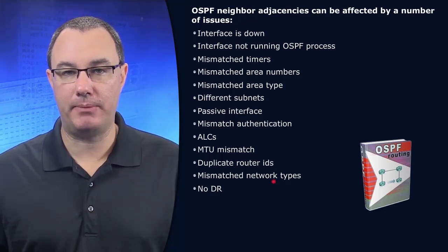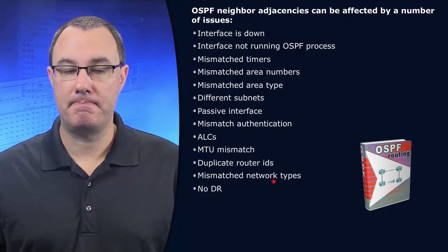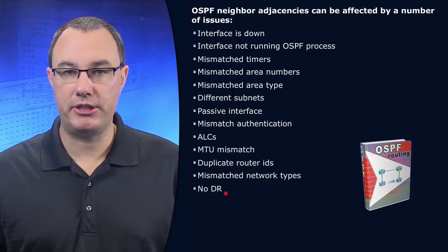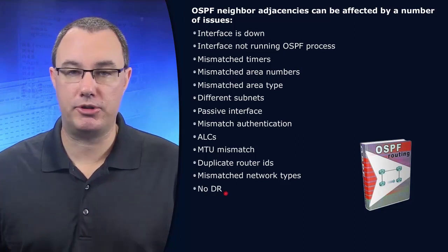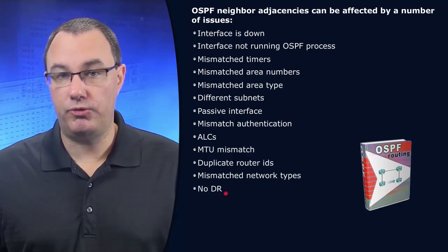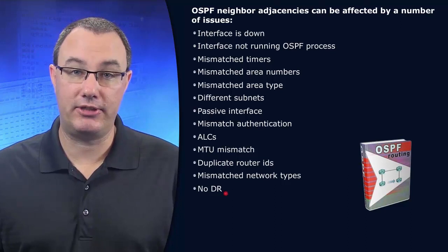Mismatched network types, and we see that in topologies like Frame Relay. And then no designated router on broadcast multi-access topologies. We need a designated router in order to form neighborships on links that are multi-access. You don't need a designated router on point-to-point links like HDLC and PPP.